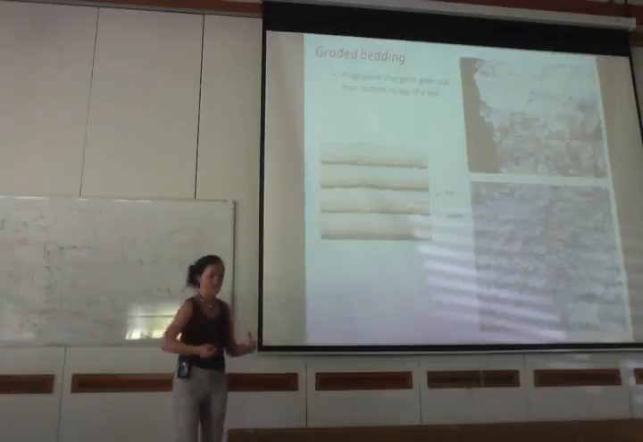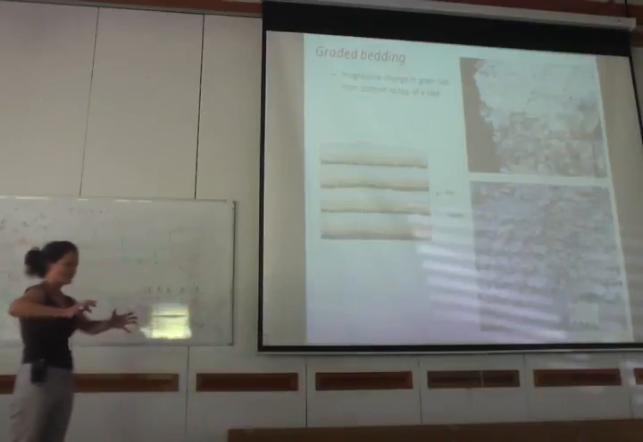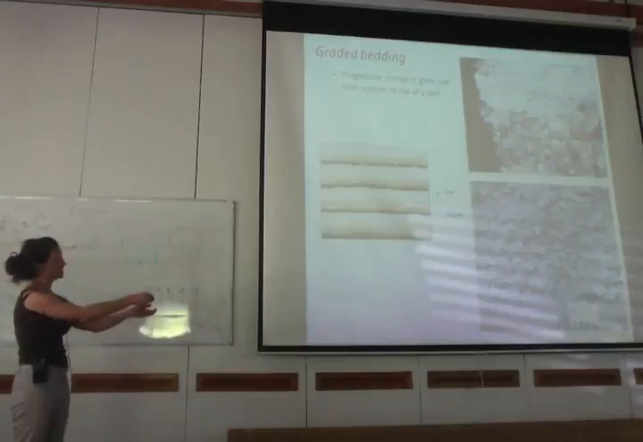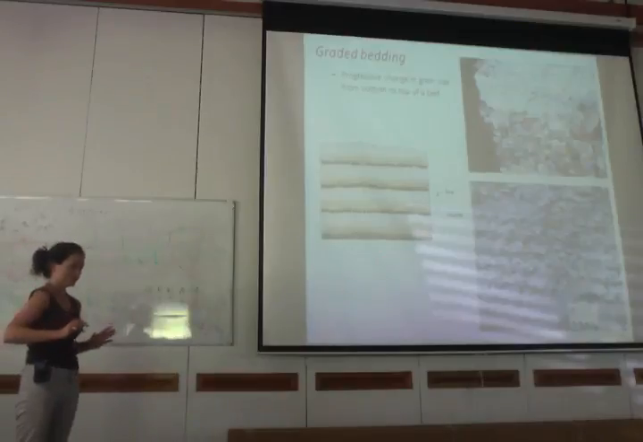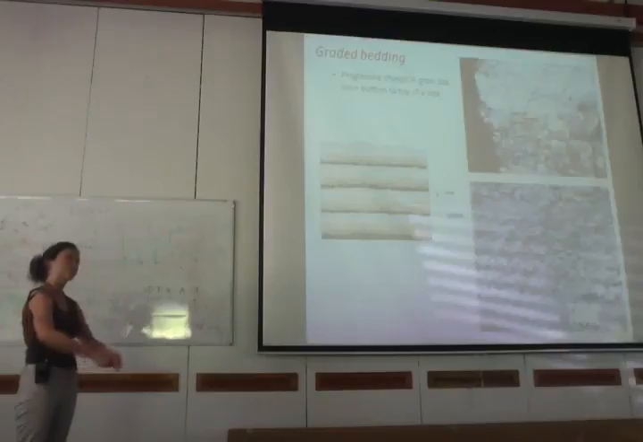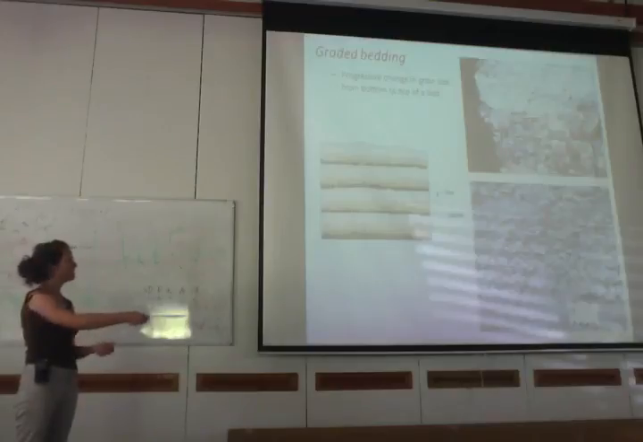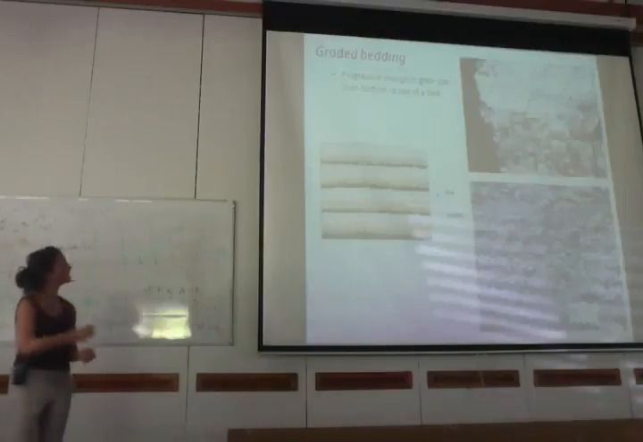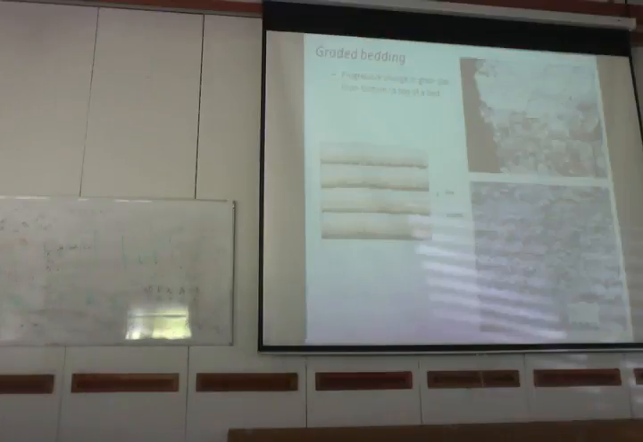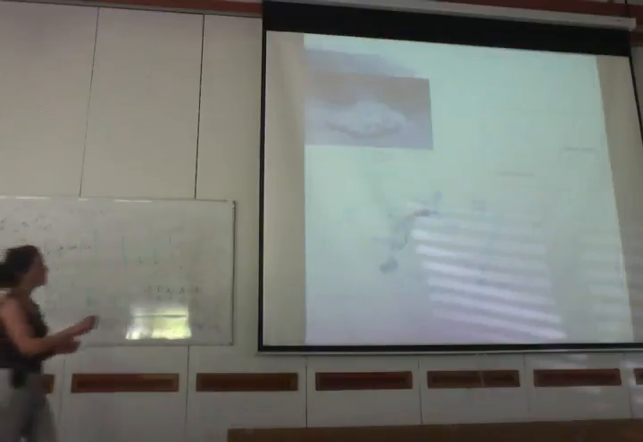This is really common because when you have a current transporting a mixture of grain sizes, as it starts losing energy, it'll deposit the coarse ones first. As it loses more energy, it'll deposit the medium grain. If it loses more energy, it'll deposit the finer grain. So this is really common in sedimentary layers. We call this graded bedding. And it's really common on the deep sea floor.